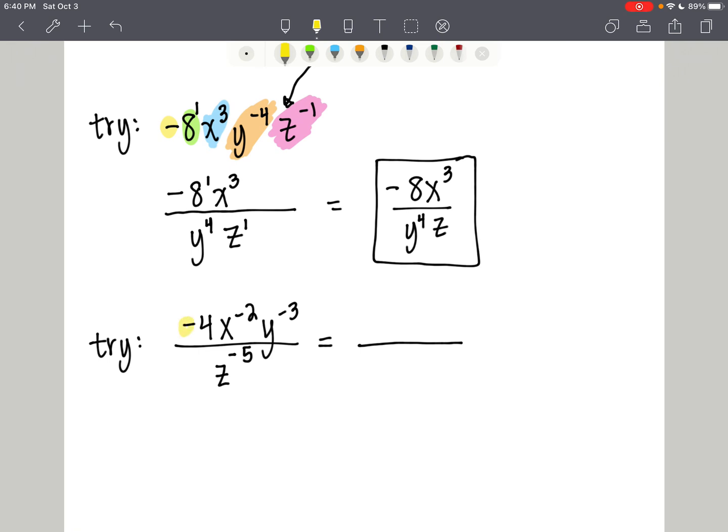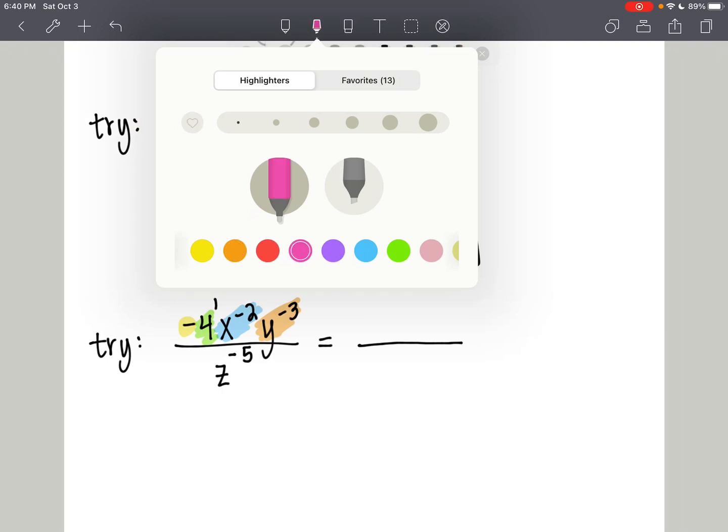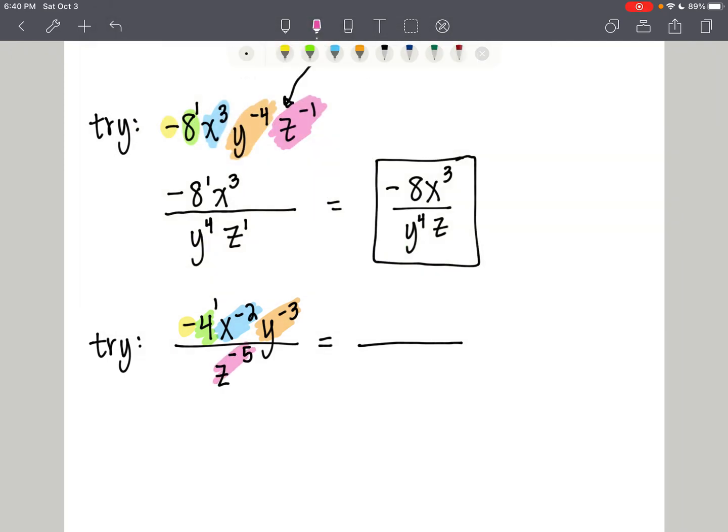Okay, I'm going to highlight again. Negative is a negative number, so I'm going to highlight that. 4 is raised to the first power. X is raised to the -2 power. Y is raised to the -3 power. And z is raised to the -5 power.